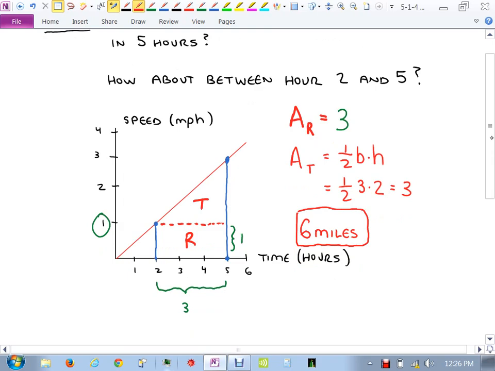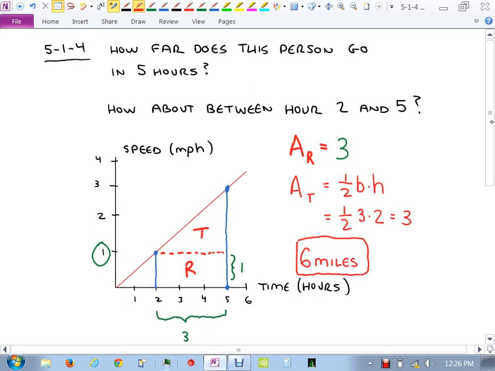Now, what I did not give you in this problem is how fast this person was going, right? I just drew a picture of how fast they were going. This is the person's speed. When they start out, they're going really slow. And as time progresses, they actually go faster, like they're picking up speed as they go. With this particular person, between 2 and 5 hours, they go 6 miles. Any questions on that? On where I got any of those numbers or anything? Okay.